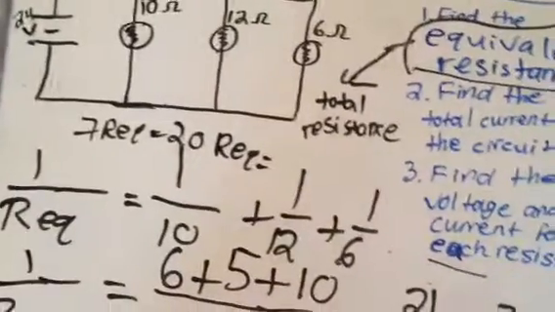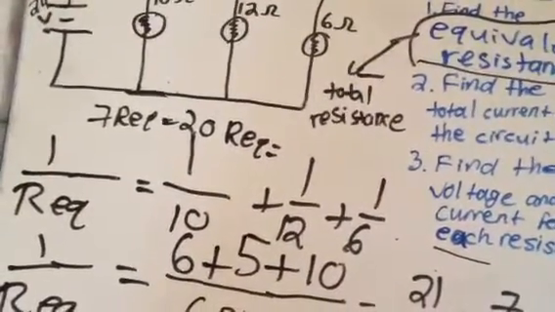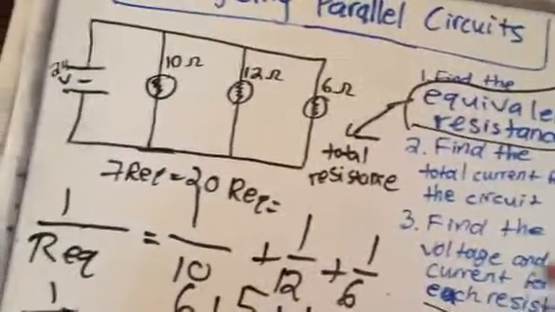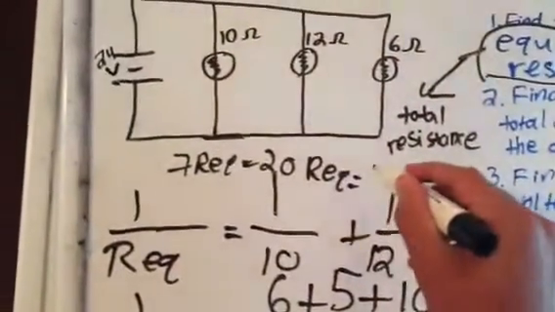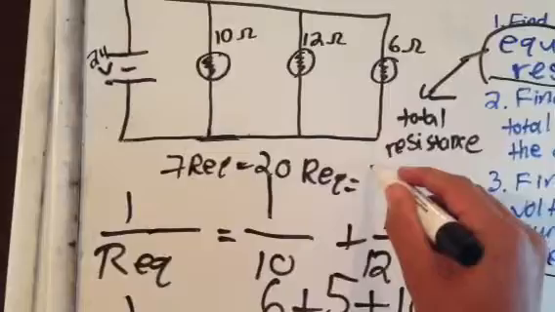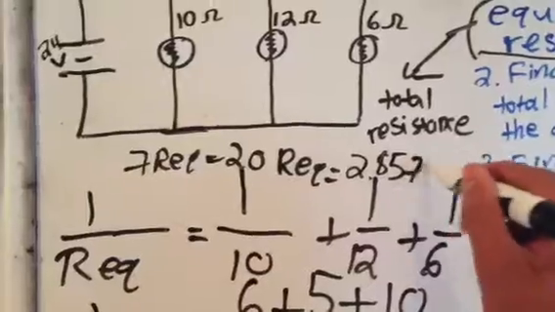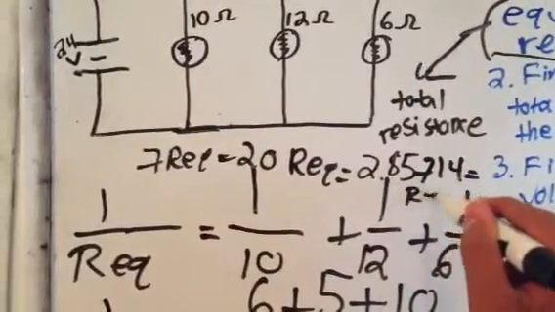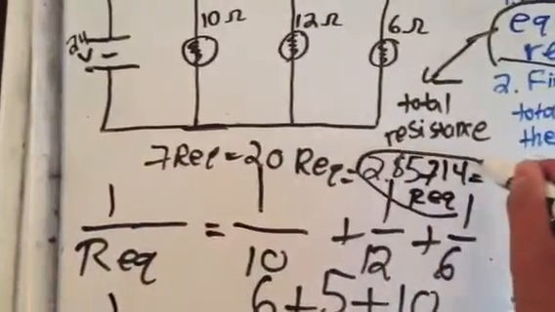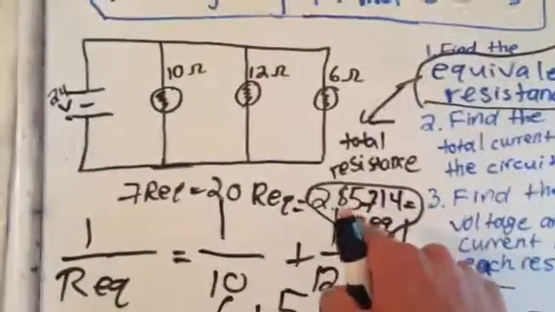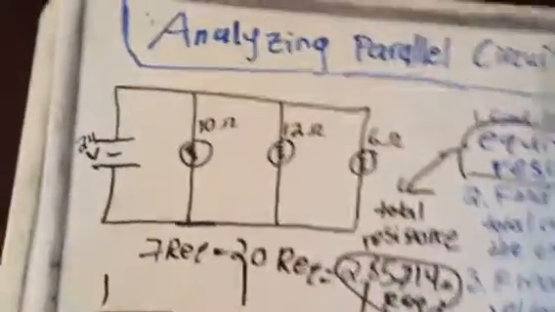Now for the calculator, I'm going to round to the last digit it has on there, because this will help us find the other two things with precision. But when you write your answers, you can round it to the nearest hundredth place. So if I divide both sides by 7, the equivalent resistance turns out to be 2.85714. That's equal to Req. Again, 2.85714. Now we're going to use this to find the next components. So I hope you guys understand now how to find equivalent resistance.